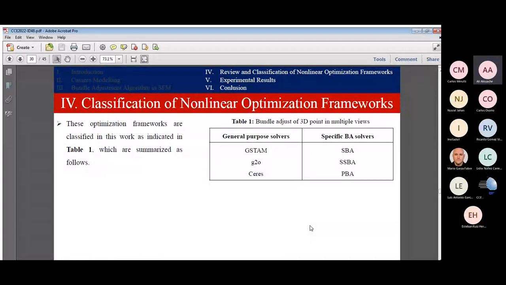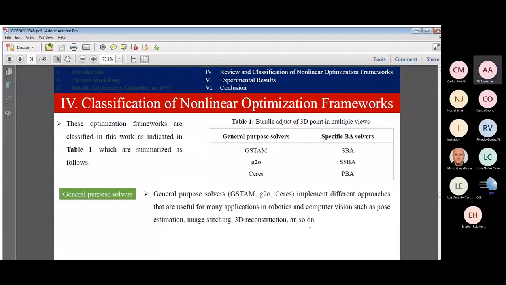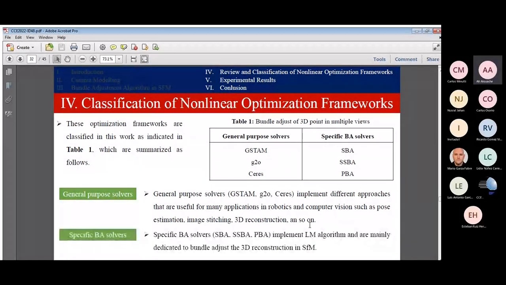Classification of nonlinear optimization frameworks. These frameworks are classified in this work as presented in Table 1, which are summarized as follows. General purpose solvers, that are Georgia Tech Smoothing and Mapping, General Graph Optimization, and Ceres, implement different approaches that are useful for many applications in robotics and computer vision, such as pose estimation, image stitching, 3D reconstruction, and so on. Specific bundle adjustment solvers, that are sparse bundle adjustment, sparse bundle adjustment, and parallel bundle adjustment, implement the Levenberg-Marquardt algorithm, and they are mainly dedicated to bundle adjusting the 3D reconstruction in structure from motion.